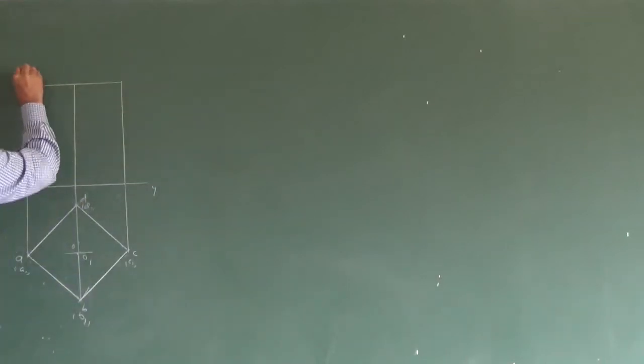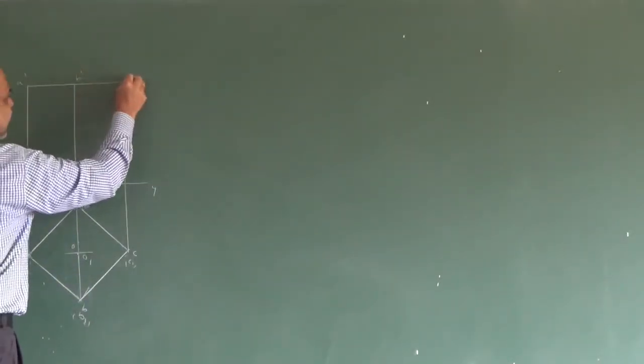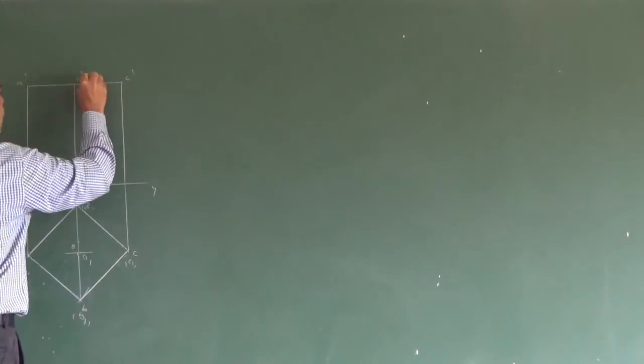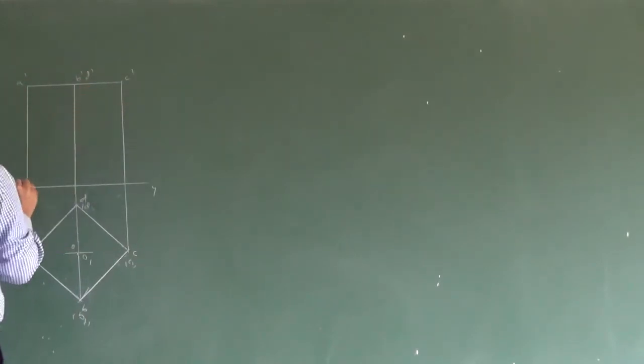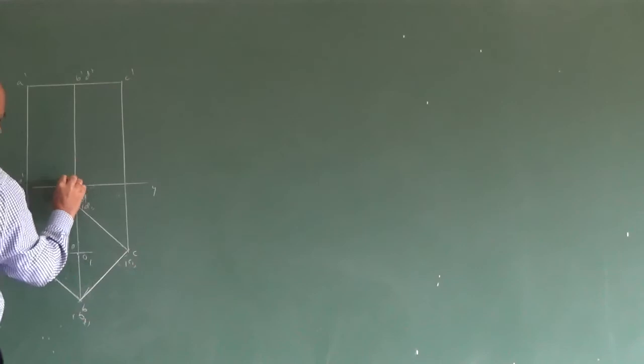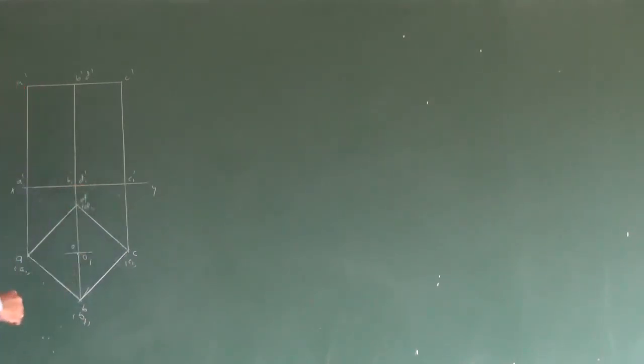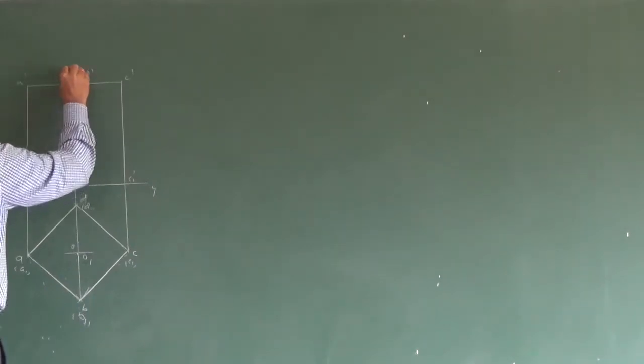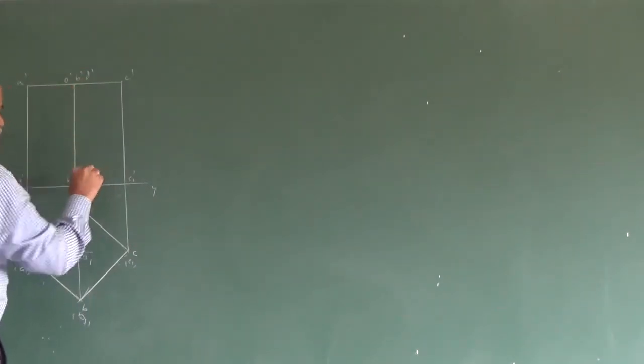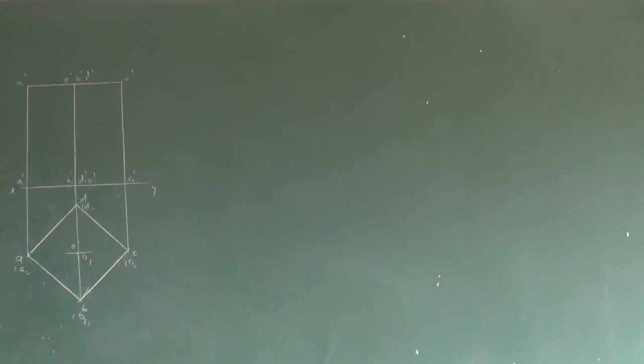This is A dash, B dash, C dash, D dash, A1 dash, B1 dash, C1 dash, D1 dash at the bottom, O dash, O1 dash is the axis. This is the front view of the square prism.